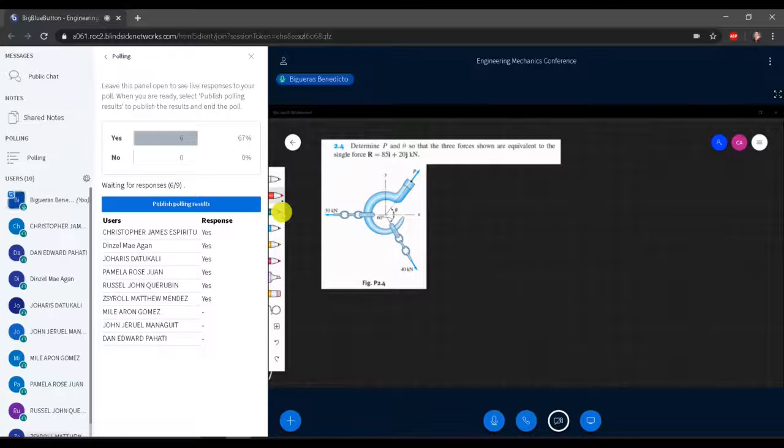So you have a hook, as you can see. It has a force of 30 kN towards the left. And we have 40 kN towards the downward right, slanted downward to the right. Then we have a third vector, P, which is upward right. So when we add these three vectors, P, 30 kN and 40 kN, the resultant should be R equals 85I plus 20J.